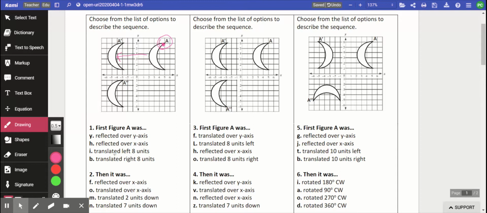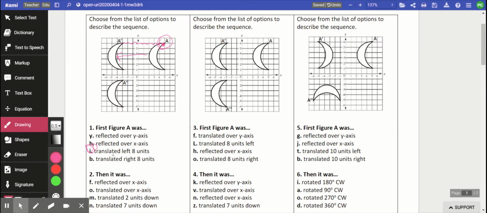Then it's going to say, well, it was translated left 8 units. So 8 units means 8 individual spaces. So let's see, if I started at this point here at A and I went 1, 2, 3, 4, 5, 6, 7, 8. Hey, that works. So I'm going to circle I, but I'm going to check letter B option just in case. It says translated to the right 8 units. If I start here and I go to the right, 1, 2, 3, 4, 5. Nope, that's not going to work, right? So that does not make sense. So I'm going to undo that there because I don't need that.